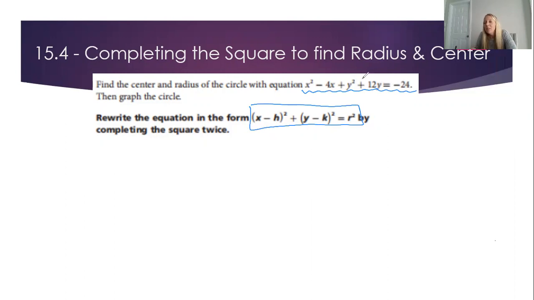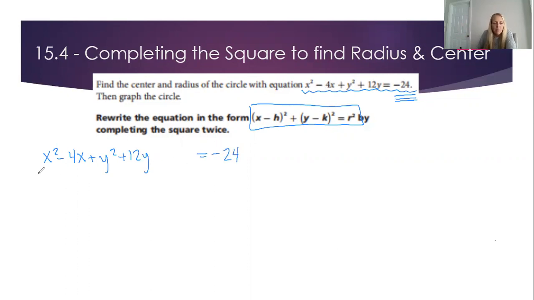Completing the square is a very technical process, but it's the same process over and over again. The first thing, we're already set up for success because all of our constants are on the right side of the equation. So we want to move all of our constants over. Once we do that, we put x squared minus 4x here and leave a space. Then we have y squared plus 12y, and this equals negative 24.